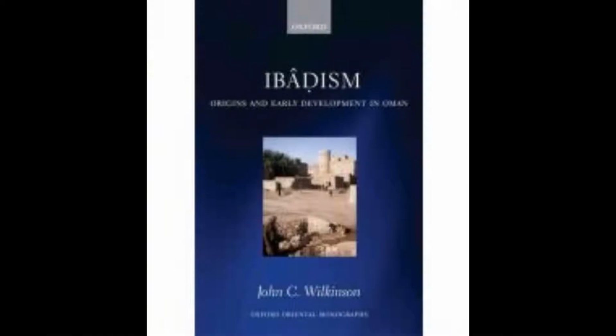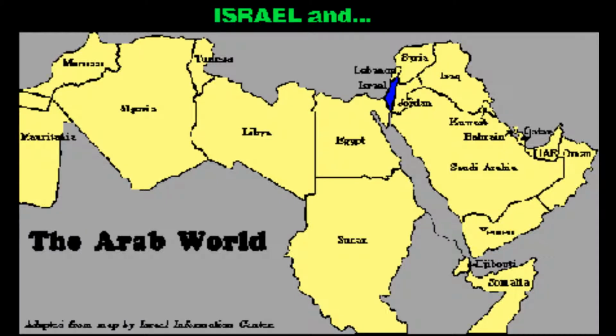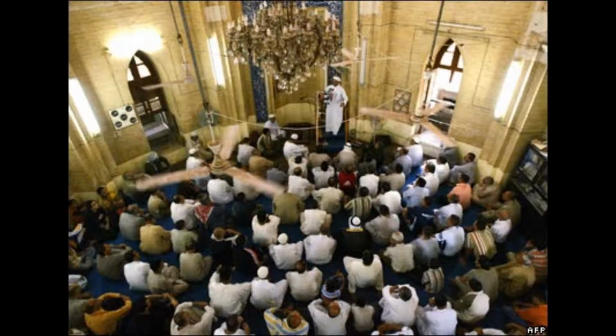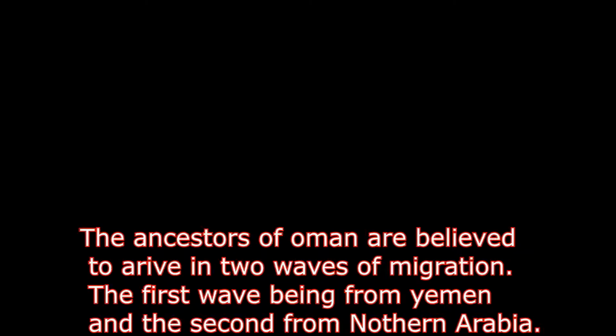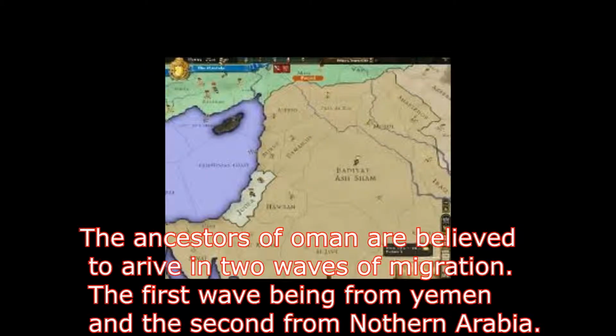Early history. During the 7th century, Oman became an Islamic nation. They are also currently the only Arab nation with the majority of Ibadi people, which is a form of Islam. The other countries in the Arab world are typically Sunni, which is the largest form of Islam, or Shia, which is the second. Ancestors are believed to have arrived in two waves of migration, the first wave from Yemen and the second from northern Arabia.